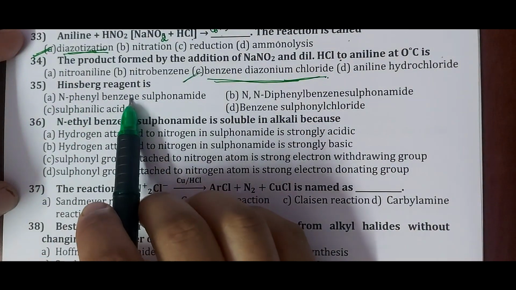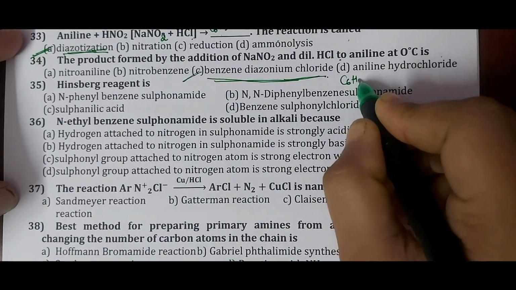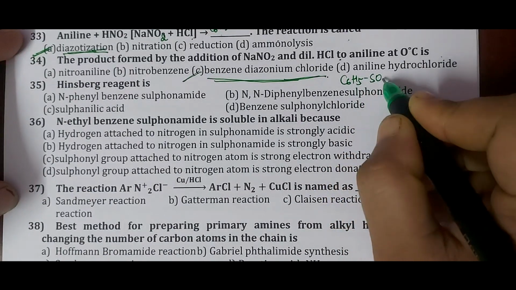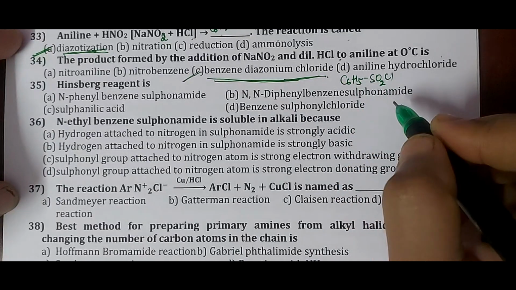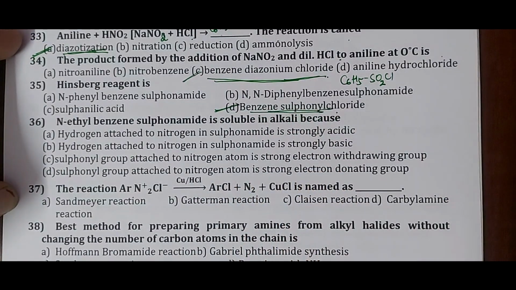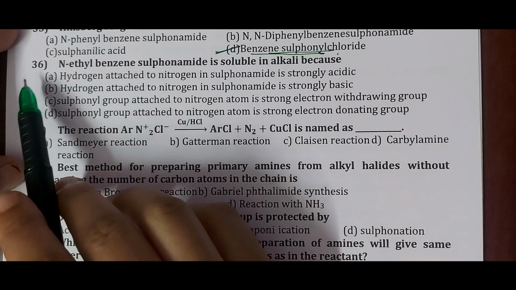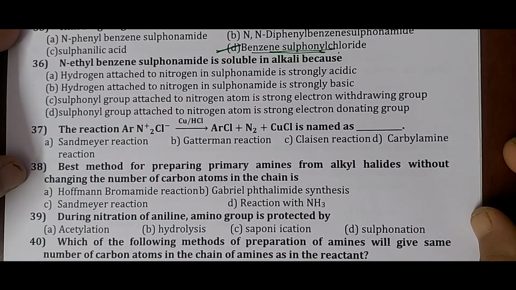Next we'll go with question number 35. What is Hinsberg reagent? You should know that Hinsberg reagent is nothing but benzene sulfonyl chloride, represented by the molecular formula C6H5SO2Cl, and here this is option D, benzene sulfonyl chloride. Next we'll go with question number 36. So question number 36 is N-ethyl benzene sulfonamide.